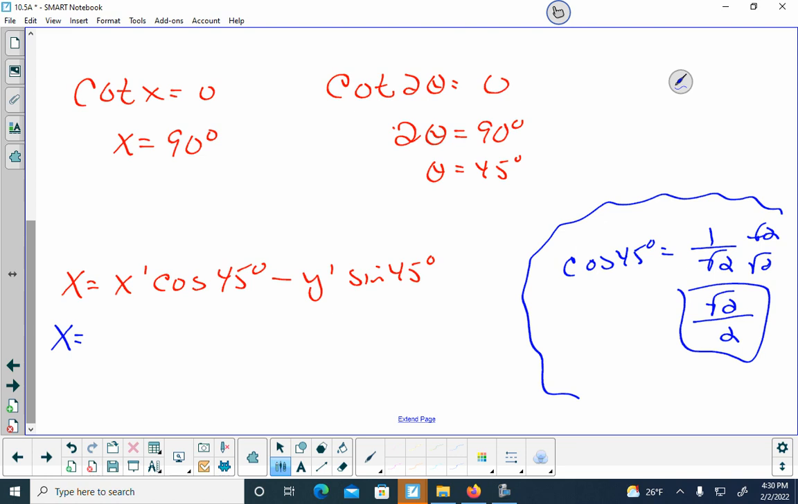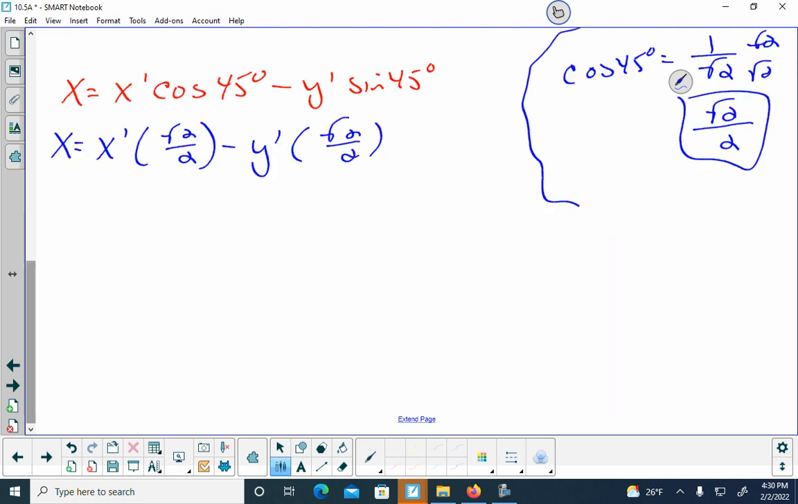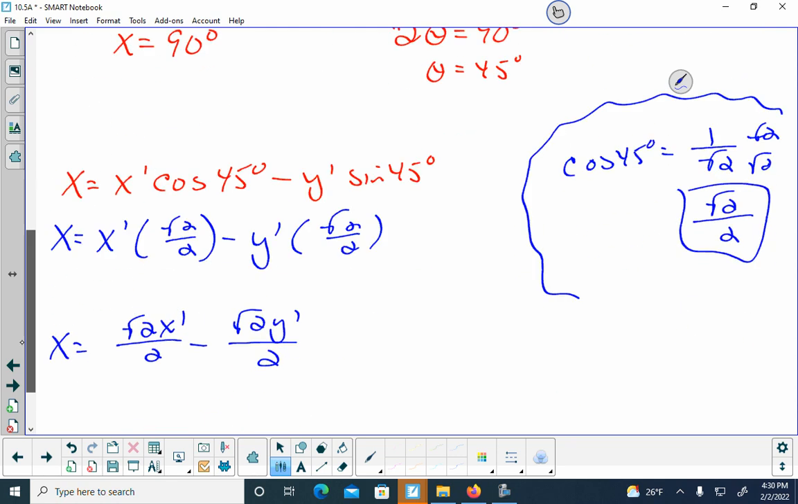So x is equal to, that x prime is going to stay here. The cosine of 45 degrees is the square root of 2 over 2 minus y prime, the sine is the square root of 2 over 2. So that means x is equal to the square root of 2 x prime over 2 minus the square root of 2 y prime over 2. And I like to have a fraction in each term. So that's my x.